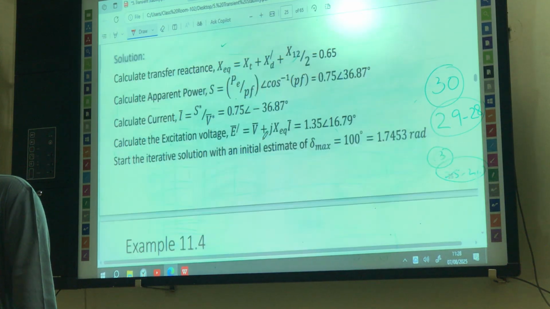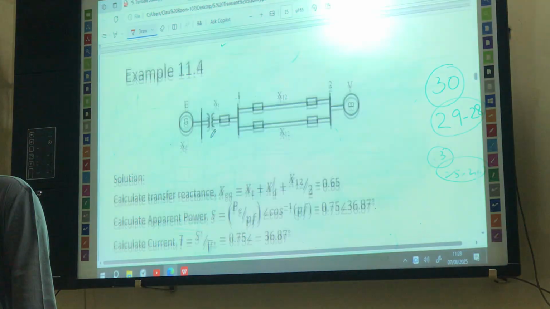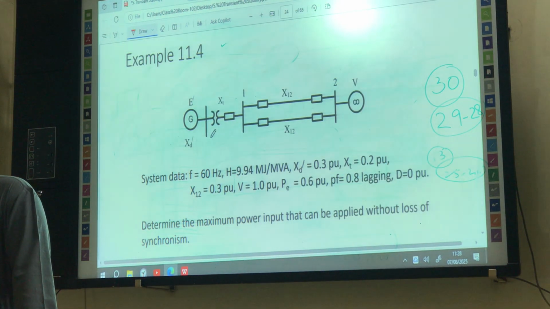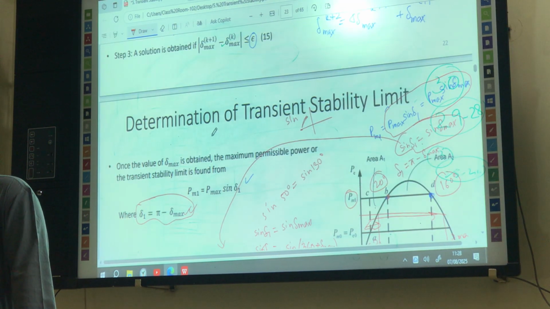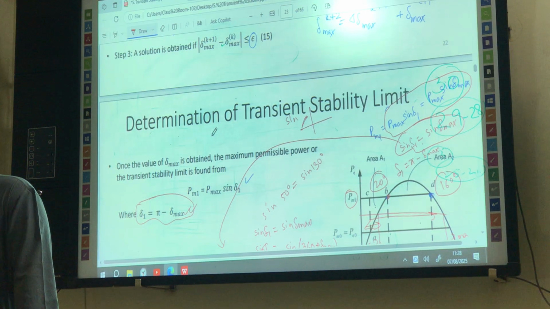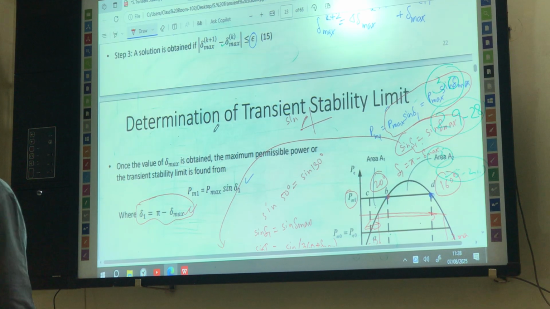So this topic, sir, will be discussed in this class. We can start in our class. For the Newton-Raphson method, sometimes the solution doesn't converge. Will that be an issue? Yeah, sometimes in Newton-Raphson the solution doesn't converge.